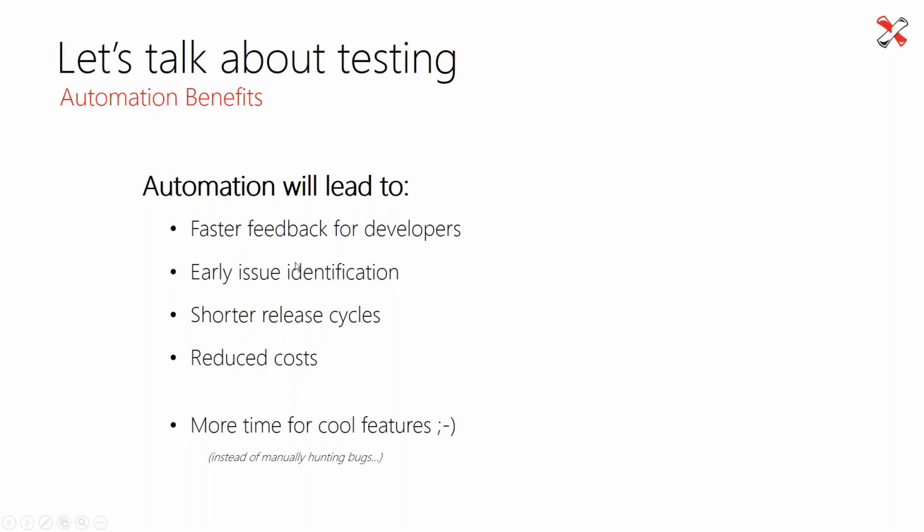Fast feedback for you. You will identify the issues much earlier than by just clicking manually through the individual new features. That will shorten your release cycles. For the managers out there, that will also reduce the costs. And what I usually enjoyed, I have more time to implement cool and interesting features, and don't have to do bug hunting and try to figure out why something does not work anymore, although I changed a line of code on the other end of the application. And UI automation will help you to reach these goals.